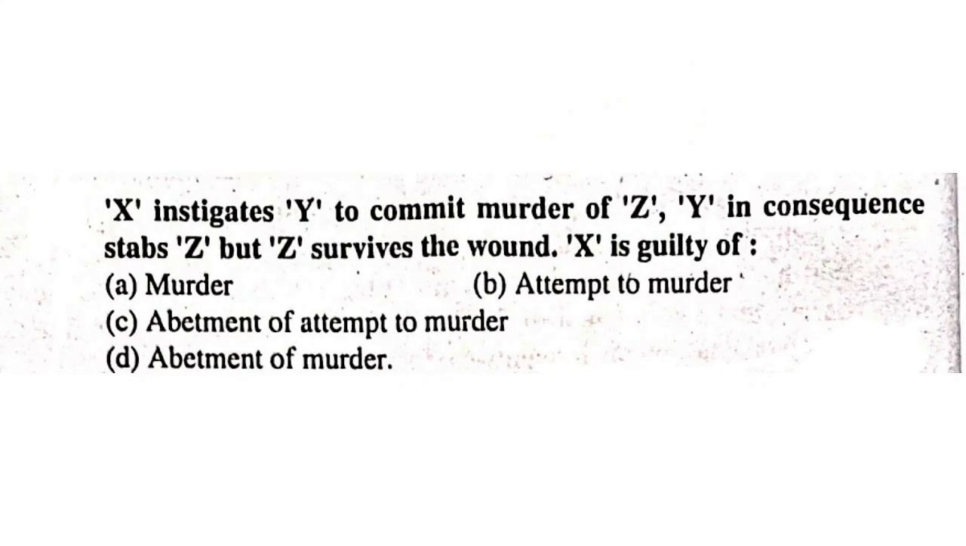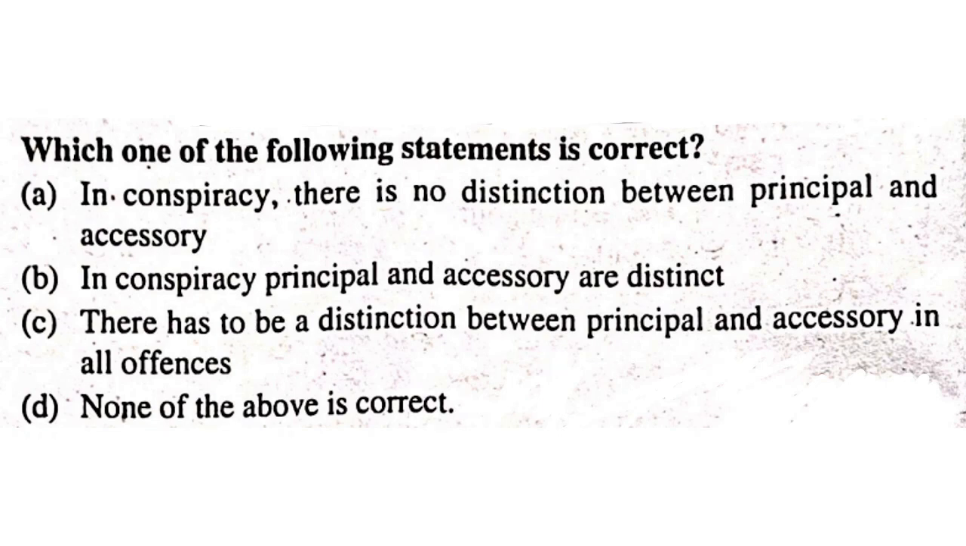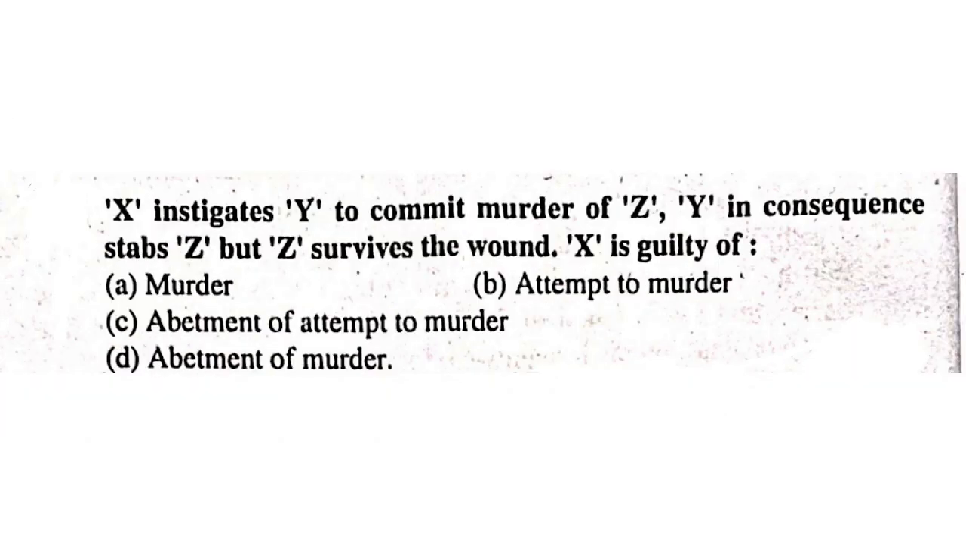X instigates Y to commit murder of Z. Y in consequence stabs Z, but Z survives the wound. X is guilty of murder, attempt to murder, abatement to attempt murder, and abatement of murder. X instigates Y to commit murder of Z. It is clearly an abatement of murder.